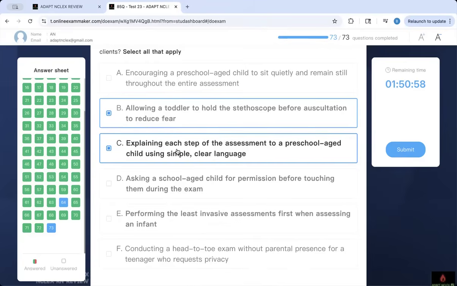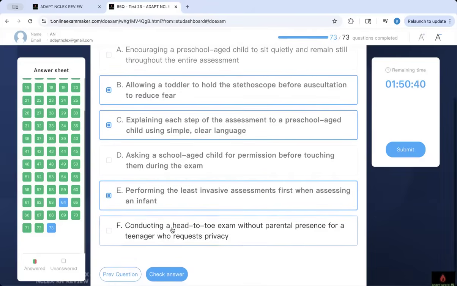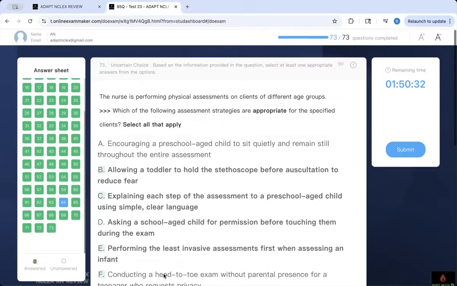Asking a school-age child for permission before touching them during the exam? No. Performing the least invasive assessment first when assessing an infant so that they don't get upset. Conducting a head-to-toe exam without parental presence for a teenager, yeah. Privacy is big for them.